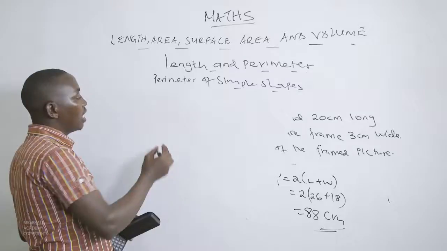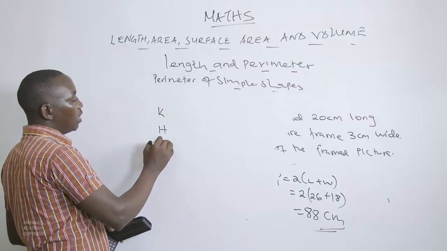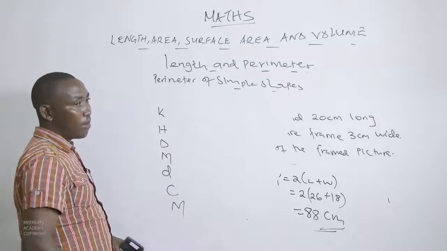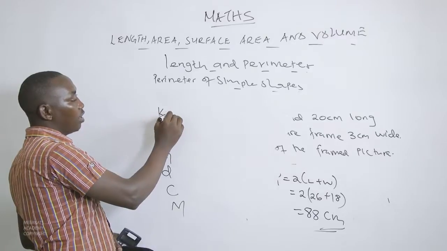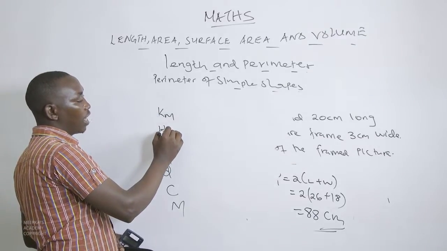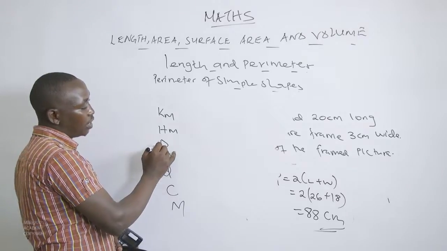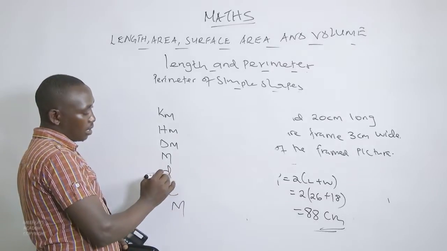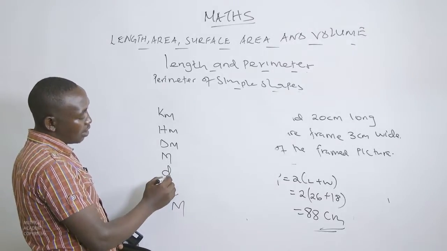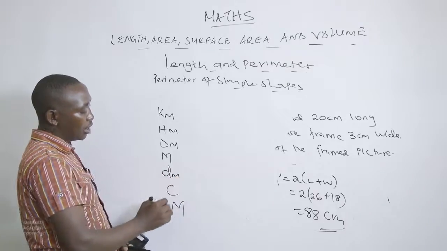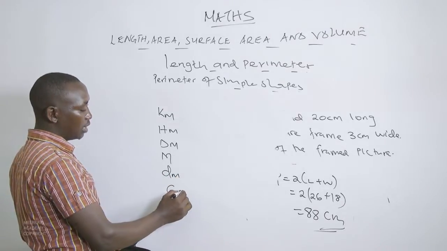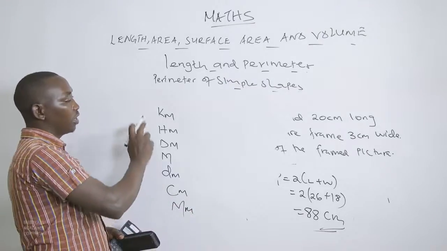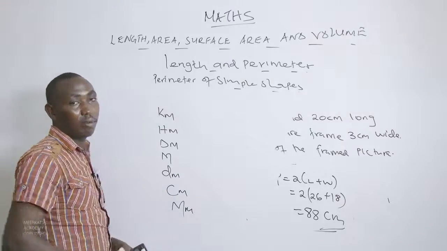In that particular conversion, we can use a simple acronym to recall it. That is King, Henry, Dram, Man, Dog, Catch, Mice. That is King for kilometer, Henry for hectometer, Dram for decameter, then Man for meters, small d for Dog, that is decimeter, then C for Catch, that is centimeters, then Mice for millimeter. So King, Henry, Dram, Man, Dog, Catch, Mice.